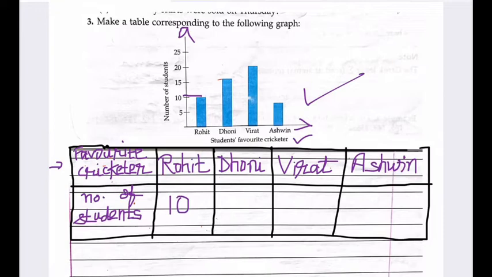फिर है हमारे पास धोनी. धोनी देखिए हल्का सा ऊपर है, सो इट विल बी 16. देन कम्स विराट. विराट कितना है? इट इज नियर अबाउट 20. 20 स्टूडेंट्स को विराट पसंद है. देन कम्स अश्विन. अश्विन देखो यहाँ से अगर मैं ऐसे ड्रॉ करती हूँ इट इज लिटिल बिट अबव 5. फाइन, सो इट विल बी अराउंड 7. सो 7 स्टूडेंट्स को अश्विन पसंद. सो दिस इज द टेबल फॉर द अबव ग्राफ.